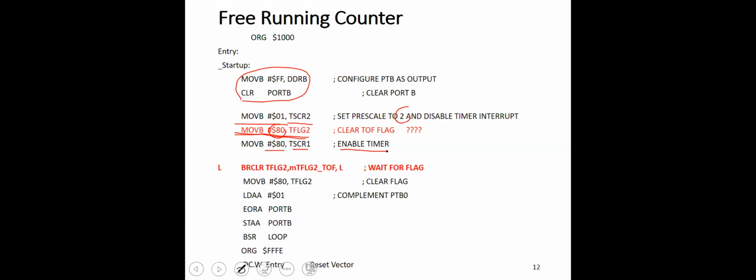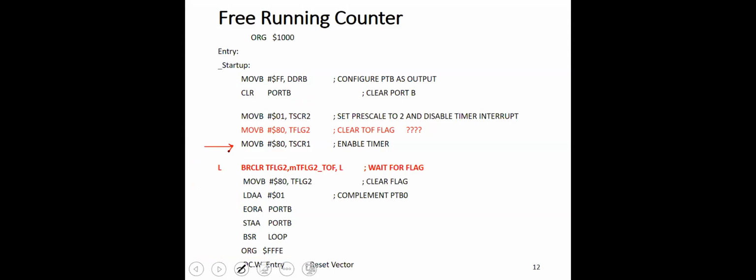So at this moment, after this instruction is executed, basically the timer is enabled and it is ticking. So it is incrementing every E period. It is incremented every E period multiplied by the pre-scaler.